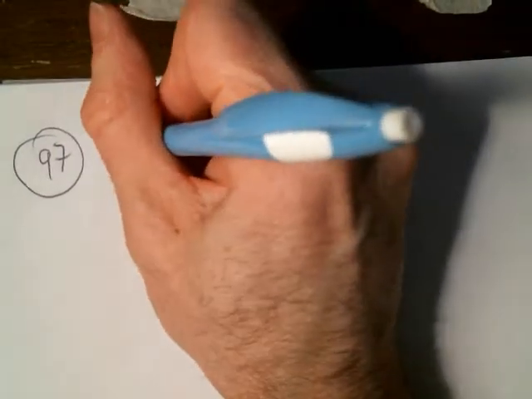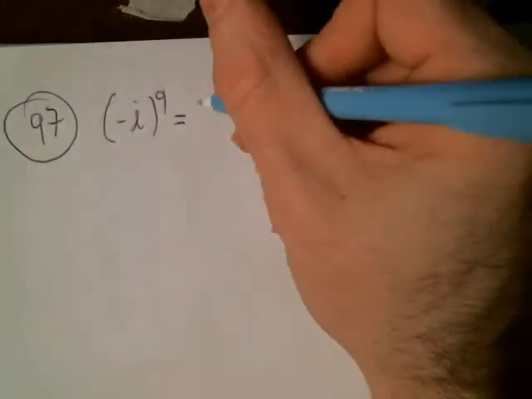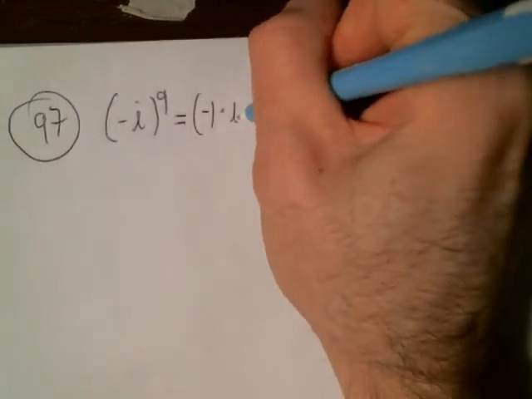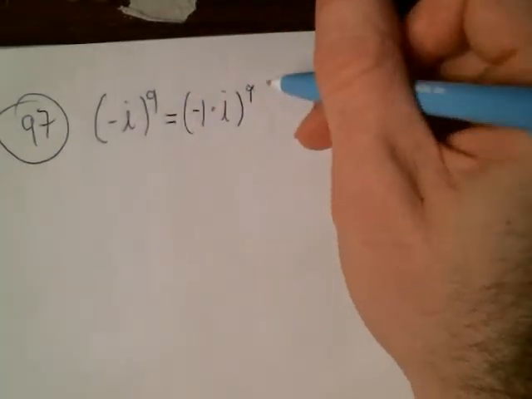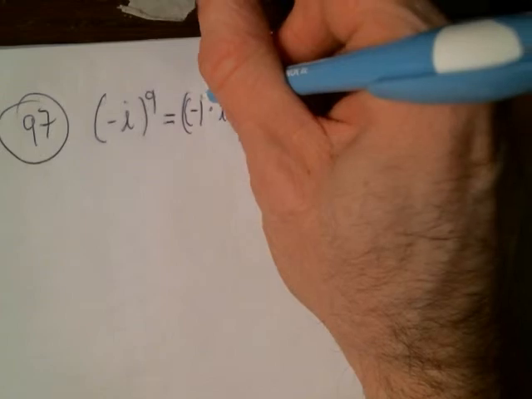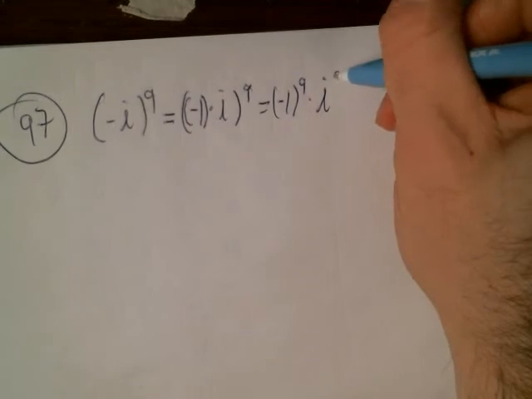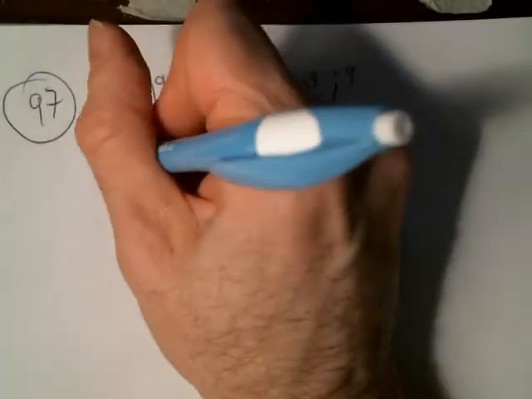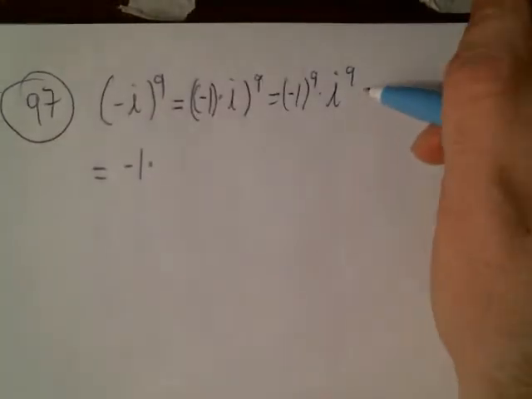Let me try that again. So let's get it again. 97. I have -i to the 9th. All right. So what I said is you could think of this as -1 times i raised to the 9th. And then you have a product to a power. So you can raise each one of these guys, the -1 to the 9th, and then the i to the 9th. -1 to the 9th is just -1. So I have -1 times, and then i to the 9th.